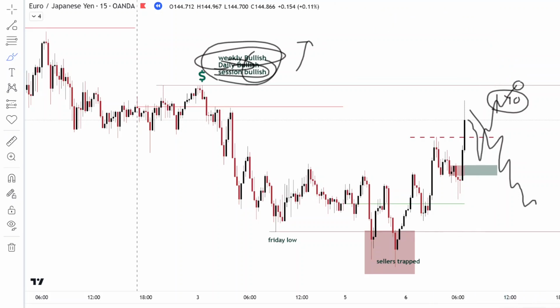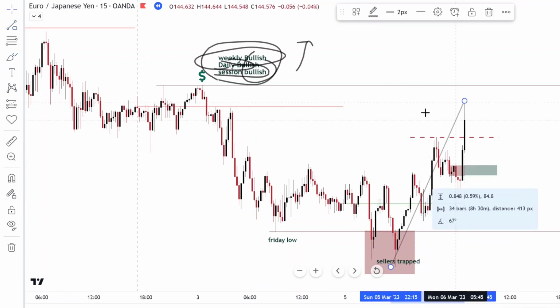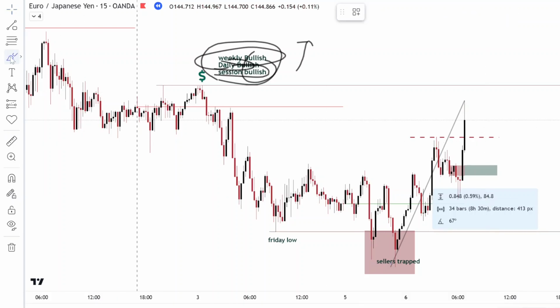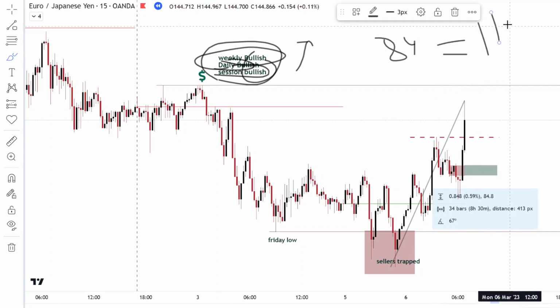So let's check what's the average daily range for this pair right now. You grab the low and you grab the high, and you use this tool, the TradingView measuring tool. So the range right now is 84 pips. But our average is 111. So we still have a lot of ground to cover.